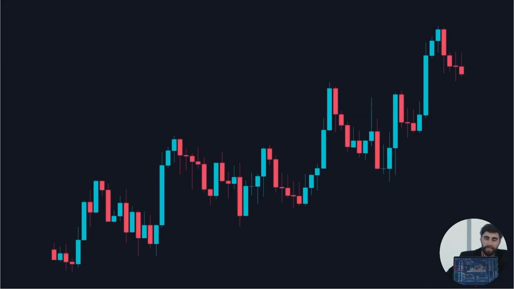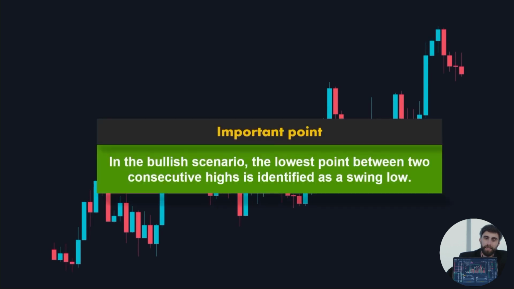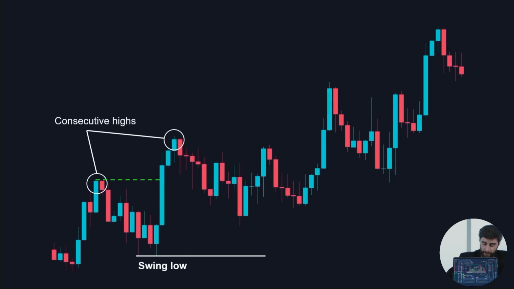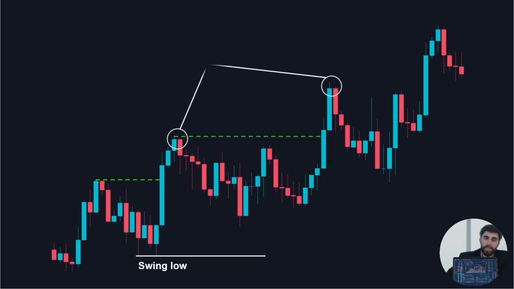So here, let's identify the valid change of characters. In order to do that, first, we must identify our swing lows. In the bullish scenario, the lowest point between two consecutive highs is identified as a swing low. Here we have two consecutive highs, so the lowest point between these two is our swing low. As long as the price stays above this level, it represents a bullish market, and we will only look for buying opportunities. And for a valid change of character, we need to see a candle break and close below this level.